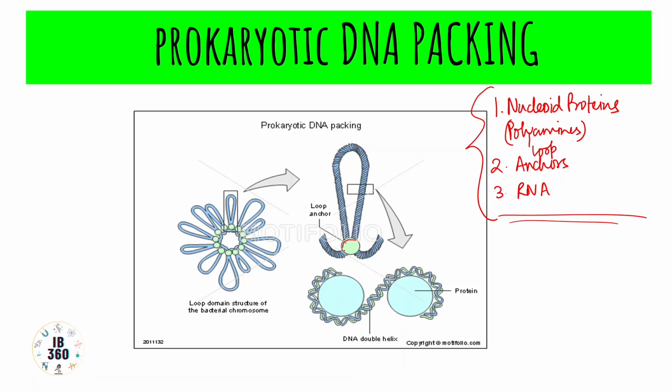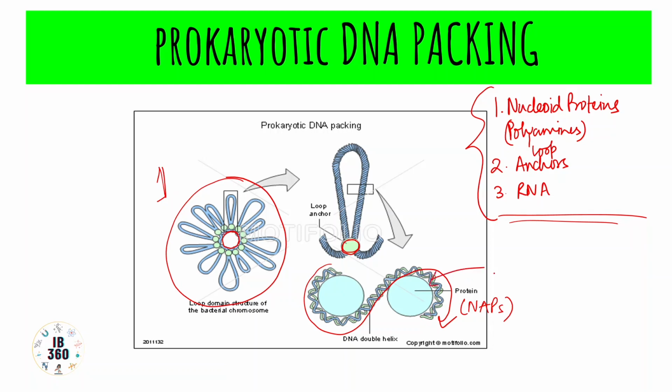These are the loop anchors, and in a flower-like arrangement, they are packing the entire chromosome. This is one single chromosome, and in a zigzag fashion, the proteins, which are also called NAPs, nucleoid-associated proteins, are in a way packing this duplex of DNA, the prochromosome. So this is how the packing is done.